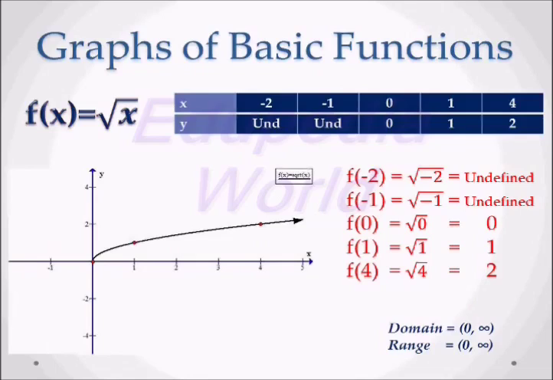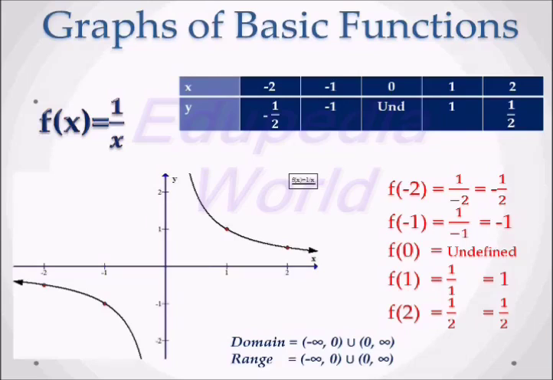f of x equal root x. We have already summarized the rules for writing domain. We can't have a negative entity inside the root. So x can have only positive values, making its domain 0 to infinity. Also, since square root of a real positive number is never negative, we can't have a negative entity at output of a square root function. Therefore, range is 0 to infinity or simply all positive numbers.